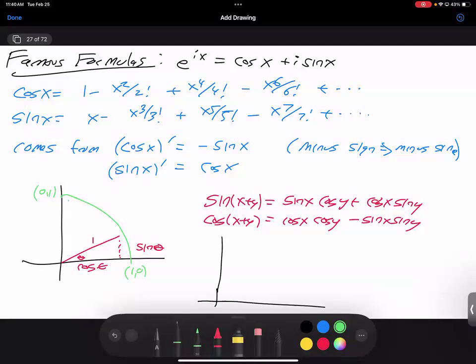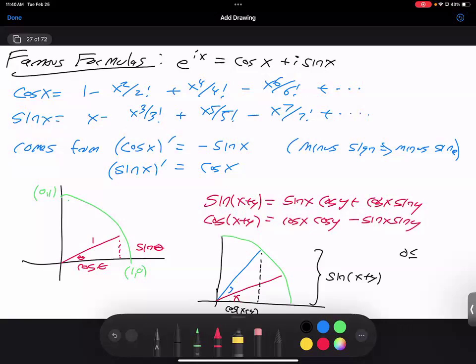So as a nice exercise, if I give you something like this, here's the angle x, here's the angle y, and then here would be cosine of x plus y. Over here, this would be the sine of x plus y. And I'm going to assume 0 less than or equal to x, y less than or equal to x plus y, less than or equal to pi halves.